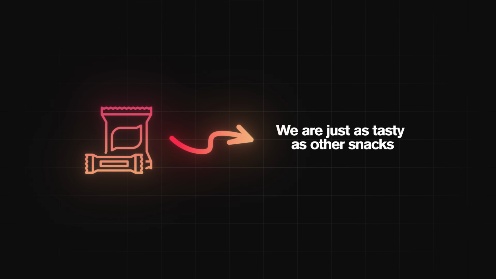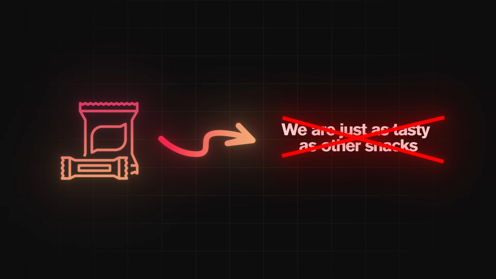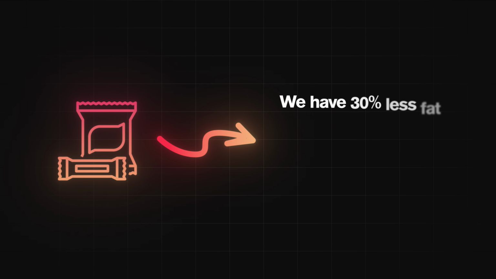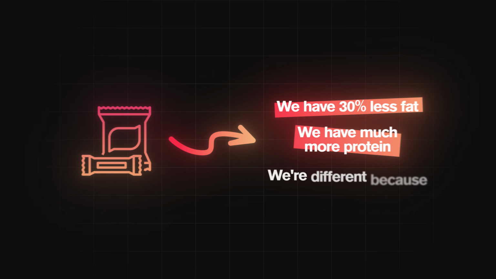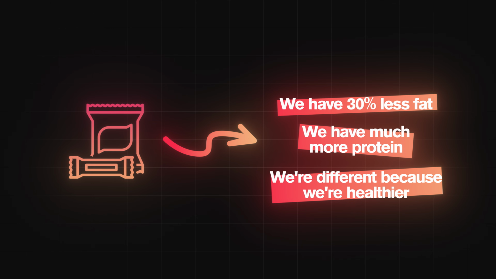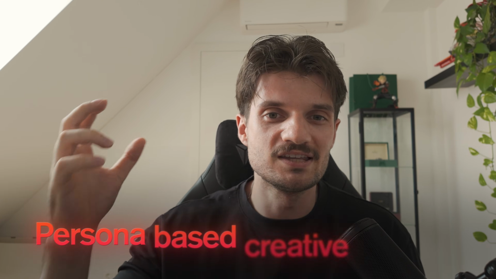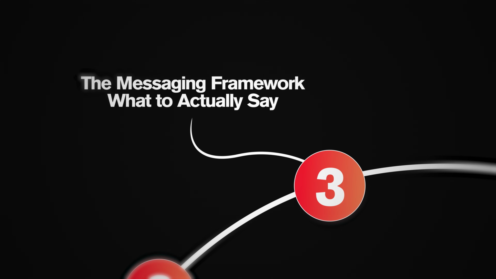Because if we're going to say, hey, look, we're tasting just as good as all the other snacks, there's no differentiator, right? But then we're saying, hey, look, we have 30% less fat, we have much more protein in our snacks. Here's the differentiator that we're hitting, because we're healthier than the others. So you have to start from understanding who your persona is, because everything comes down to one word: persona-based creative strategy. So now we're talking about what we see on the ad, right?